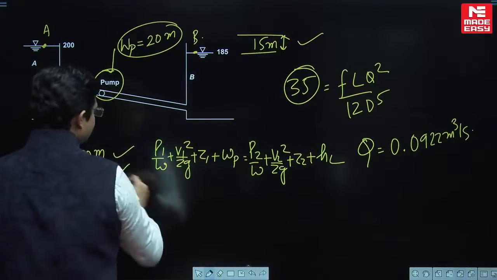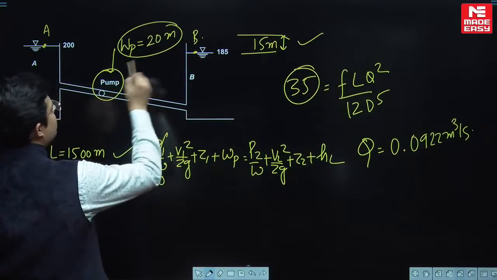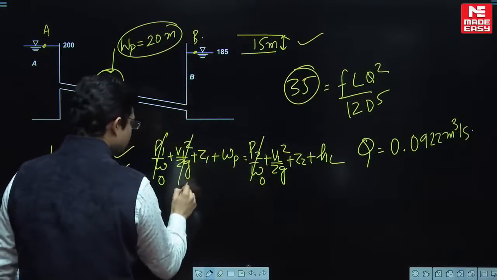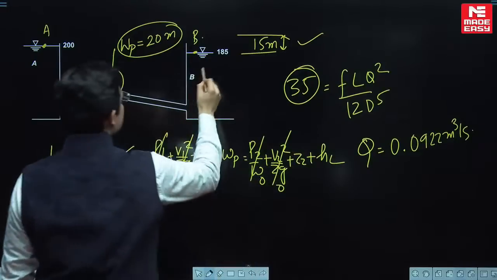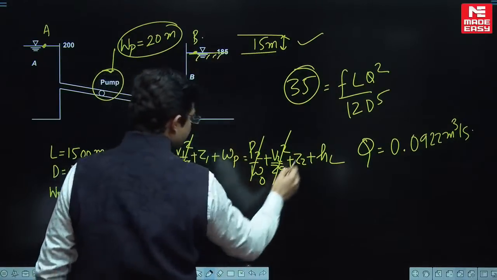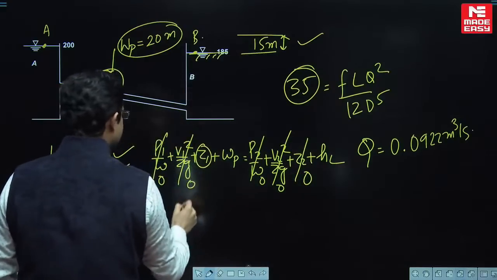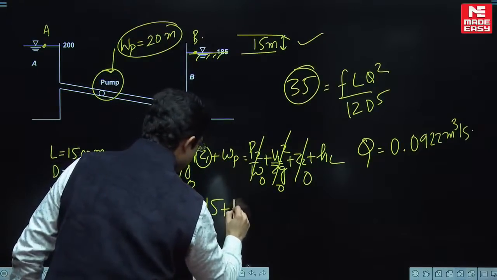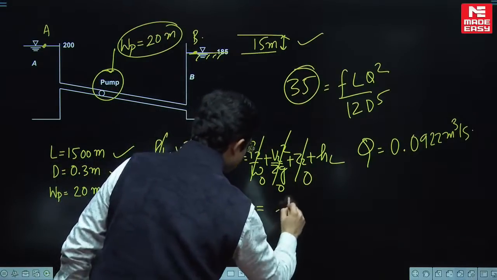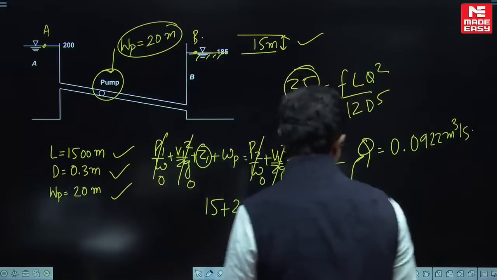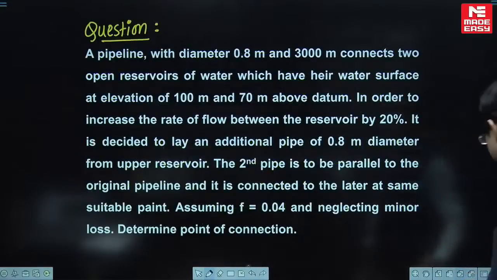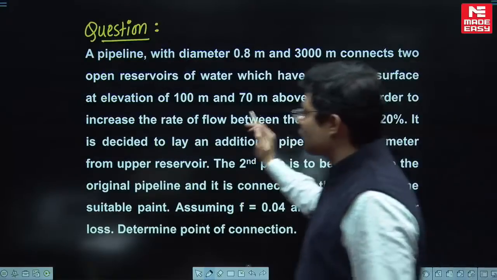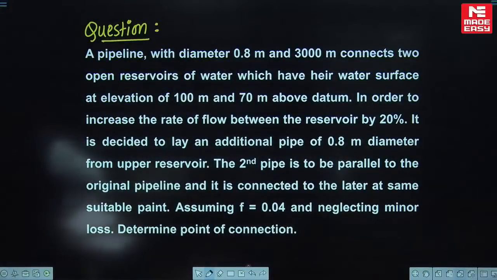Now see, it's a reservoir, so I have taken the points as 1 and 2, A and B. So this is 0, atmospheric is 0, this is also 0, this is also 0. 2 you will take as reference, so Z2 is 0, Z1 is given as how much? Z1 is 15 plus pump 20 is equal to head loss. Again you are going to get this answer. Clear guys? Beautiful problem here, beautiful problem. This is one of the most interesting problems.